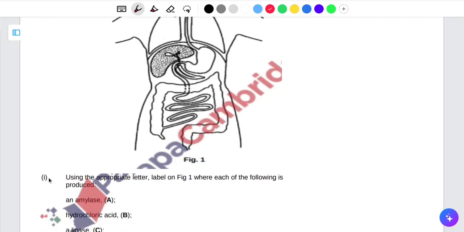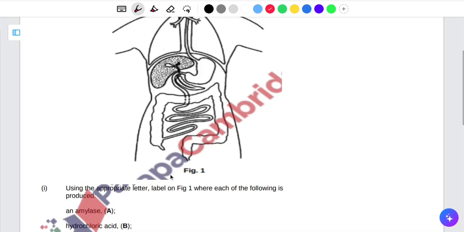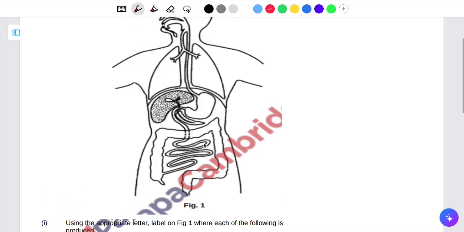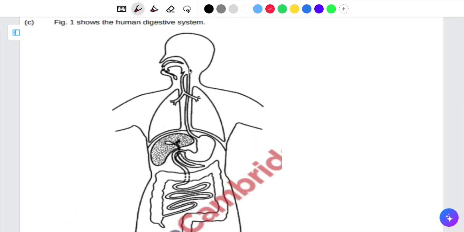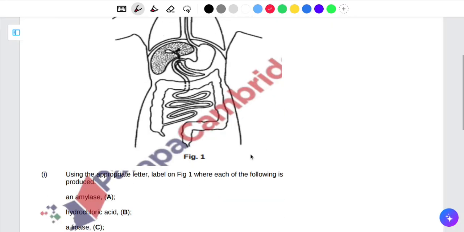So Roman numeral number 1 is saying using the appropriate label on figure 1 where each of the following is produced. So we have an amylase with A. So where is amylase produced? So amylase is produced in the mouth, specifically here, by the salivary gland. So that is where our amylase is produced. So we are supposed to label it with A, then we are done.